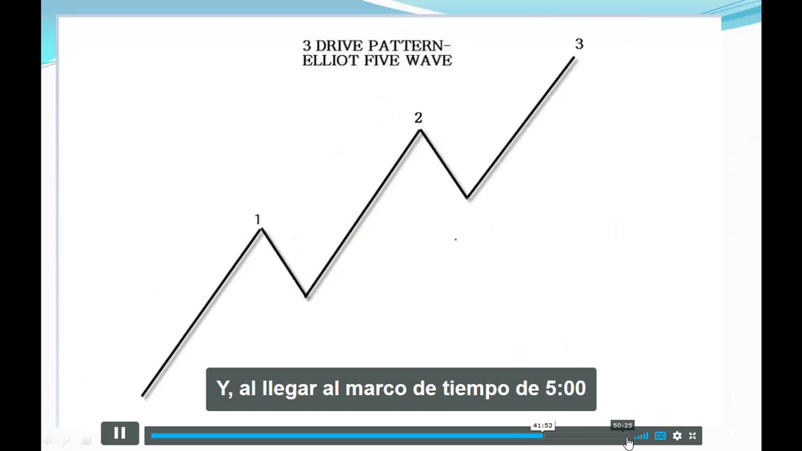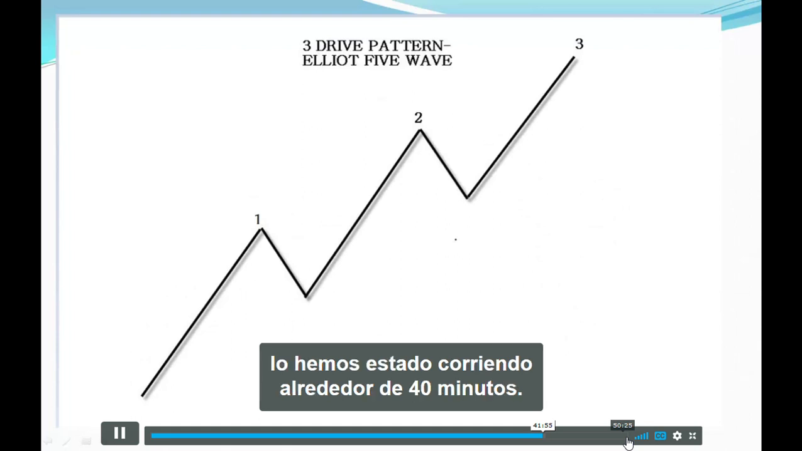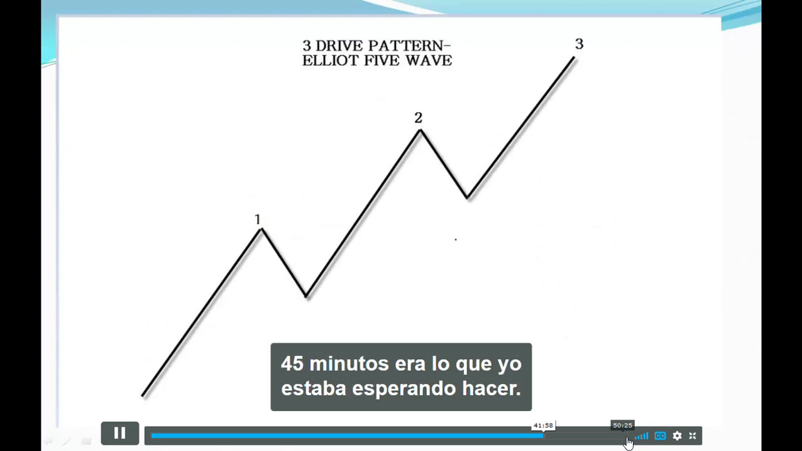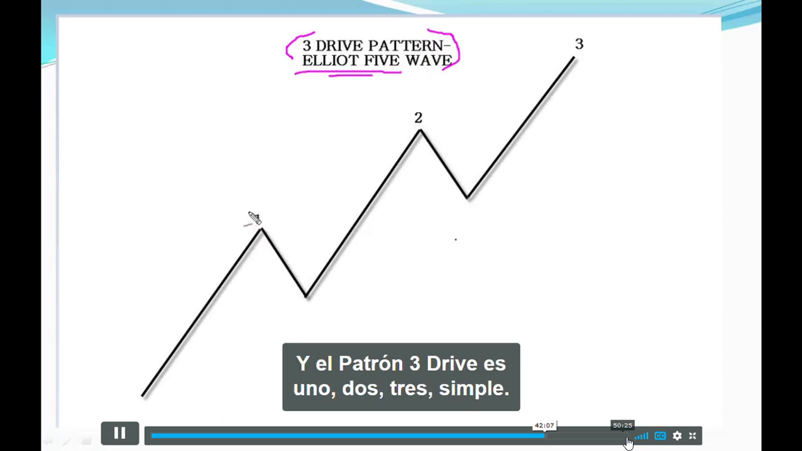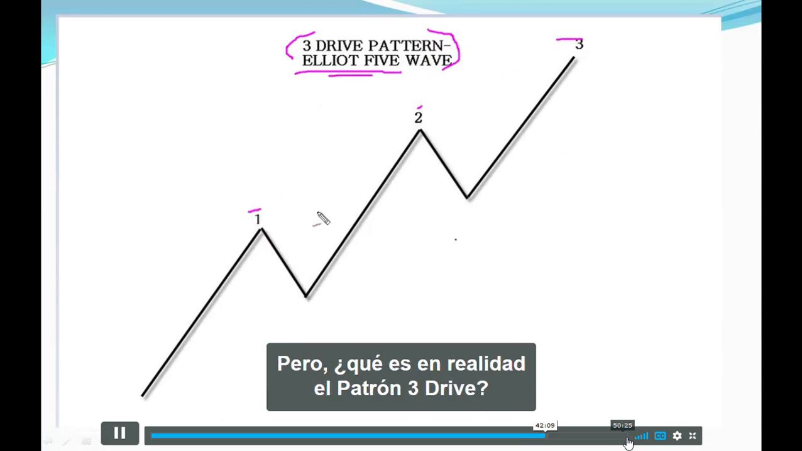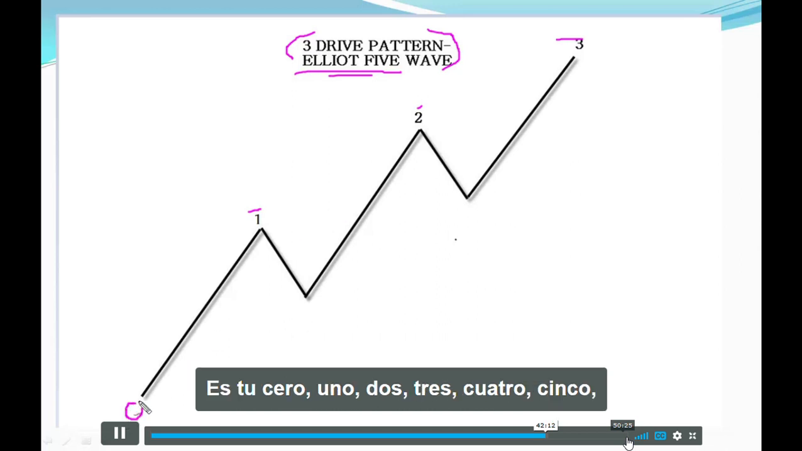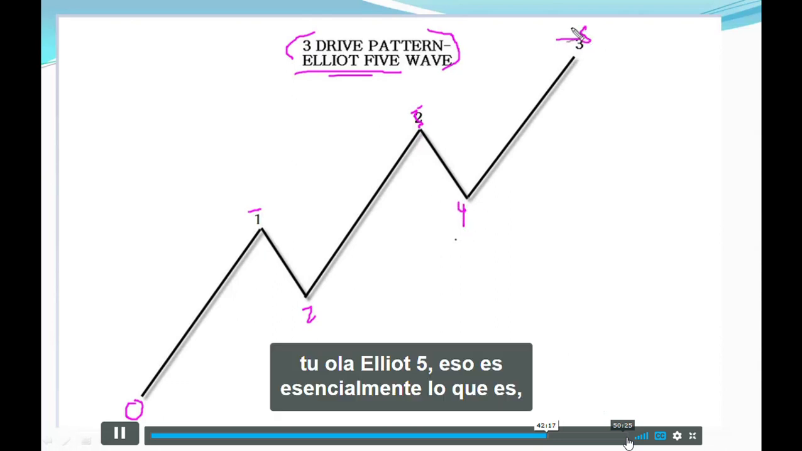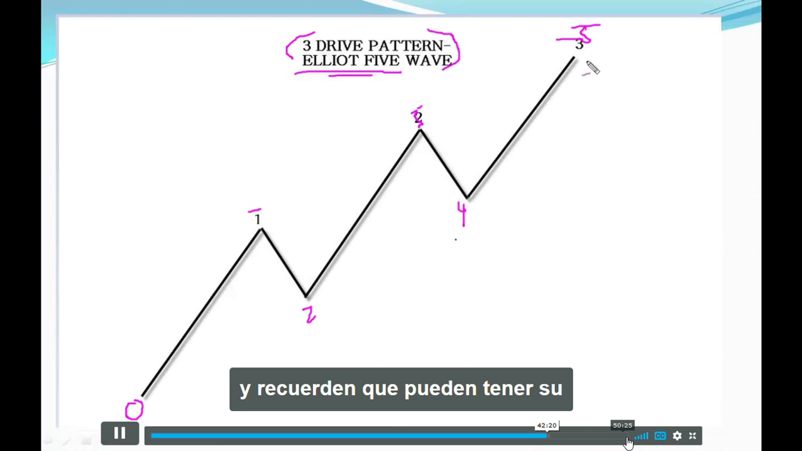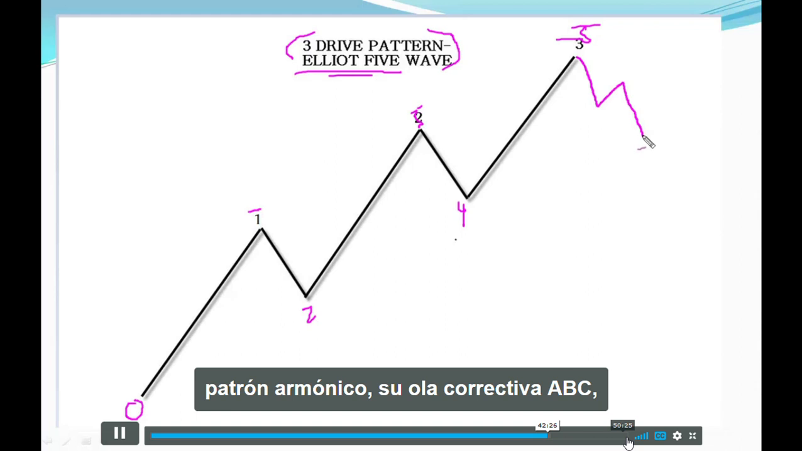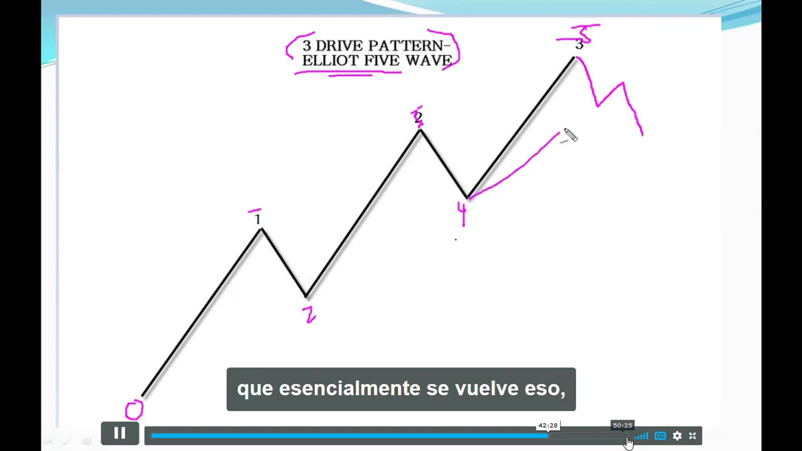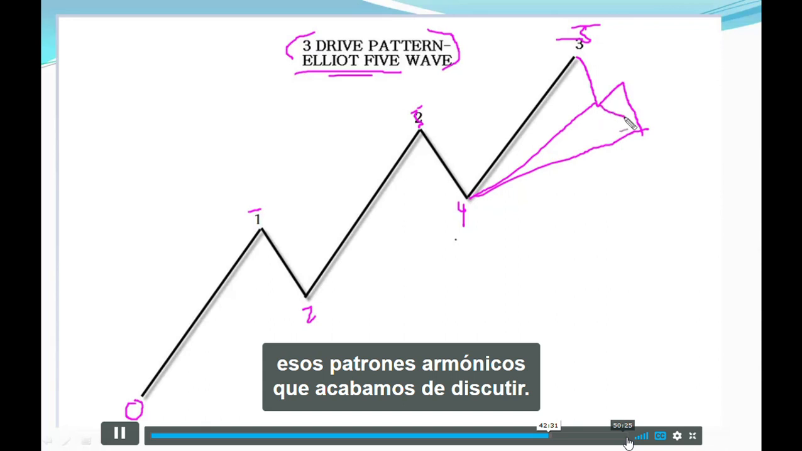And as we're coming into the 5 o'clock time frame, we're running at about 40 minutes, 45 minutes is what I was expecting to do. You have what they call a three-drive pattern. You'll hear this in the marketplace a lot, three-drive pattern. And the three-drive pattern is 1, 2, 3, simple. But what really is the three-drive pattern? It's your 0, 1, 2, 3, 4, 5, your Elliott five wave. That's essentially what it is. And remember, you can have your harmonic pattern, your ABC corrective wave, which essentially becomes those harmonic patterns that we just discussed.